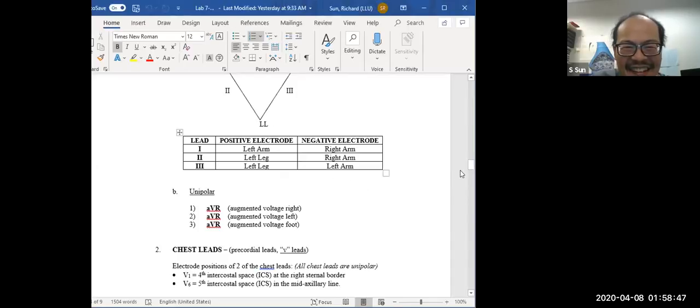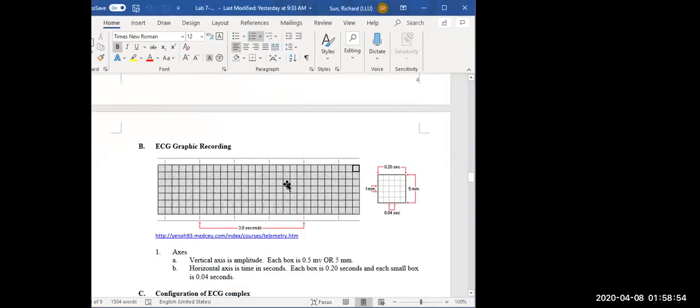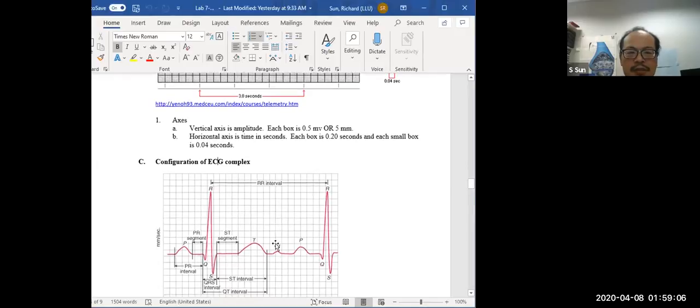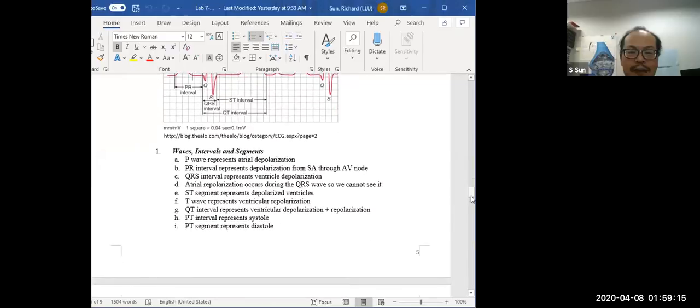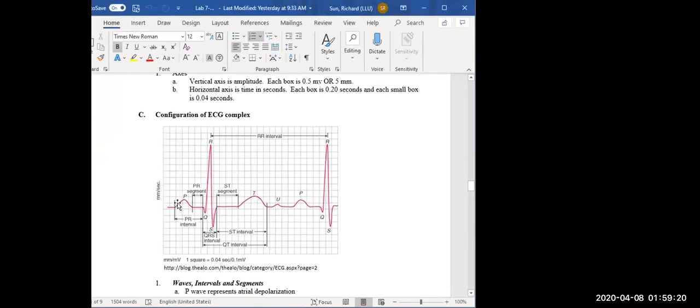Okay. So when we collect all this, it will be drawn on this piece of paper, and then you slide this paper in the machine, and the machine will run and start to draw this on the piece of paper. And then we will do analysis. Basically, we need to identify these three important waves.